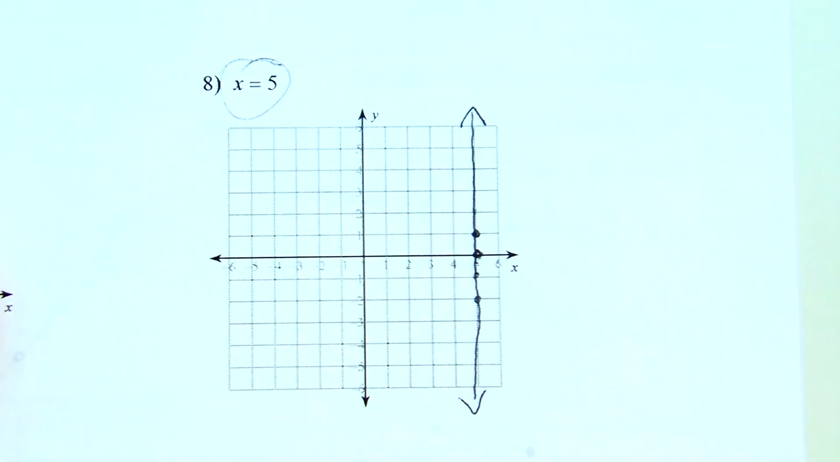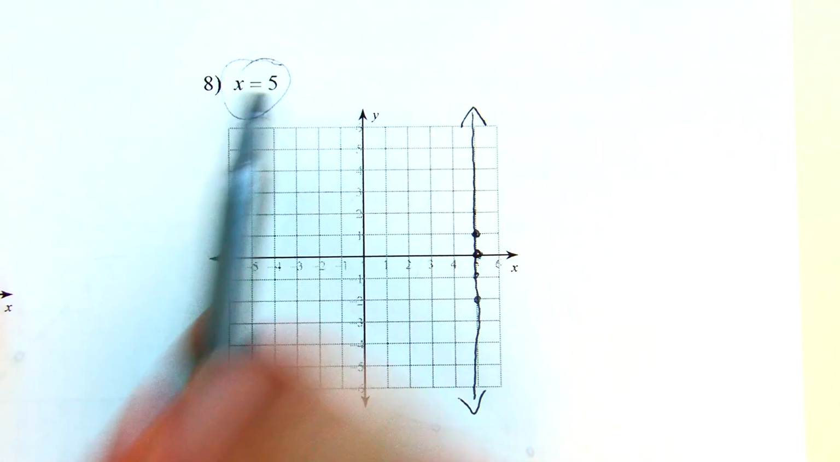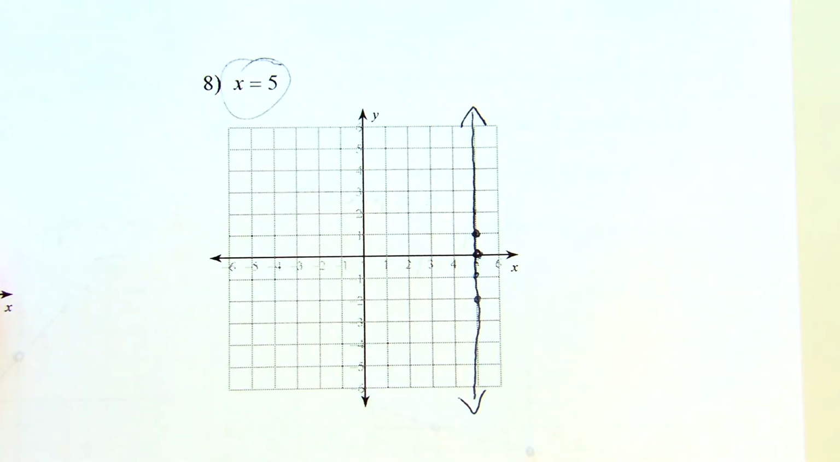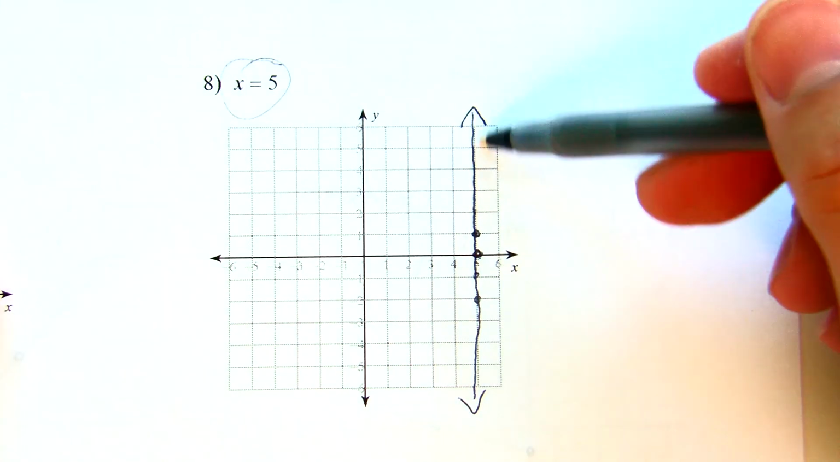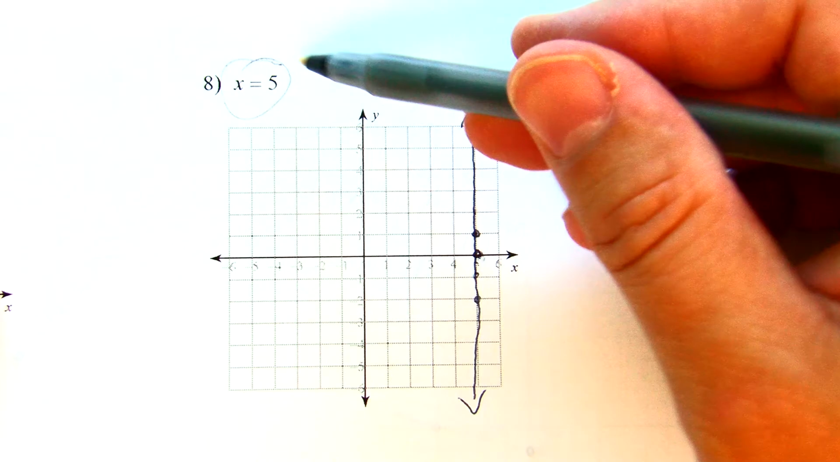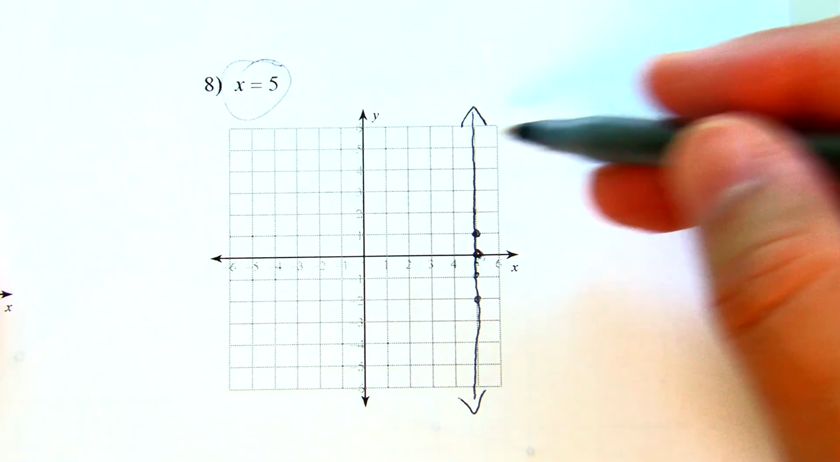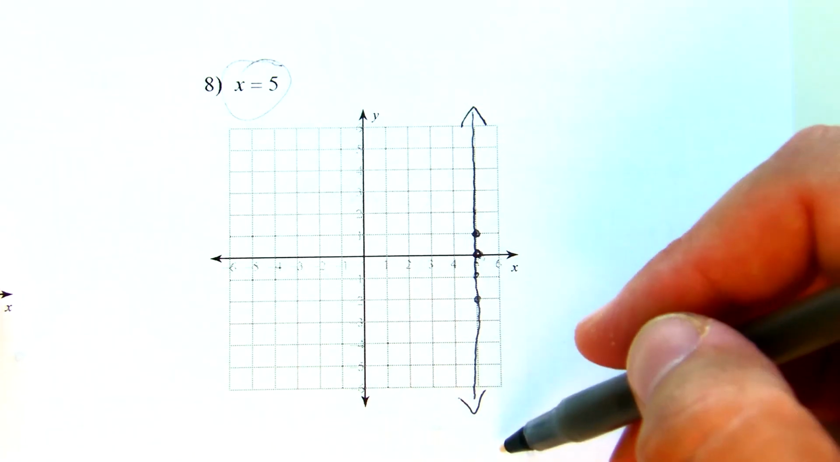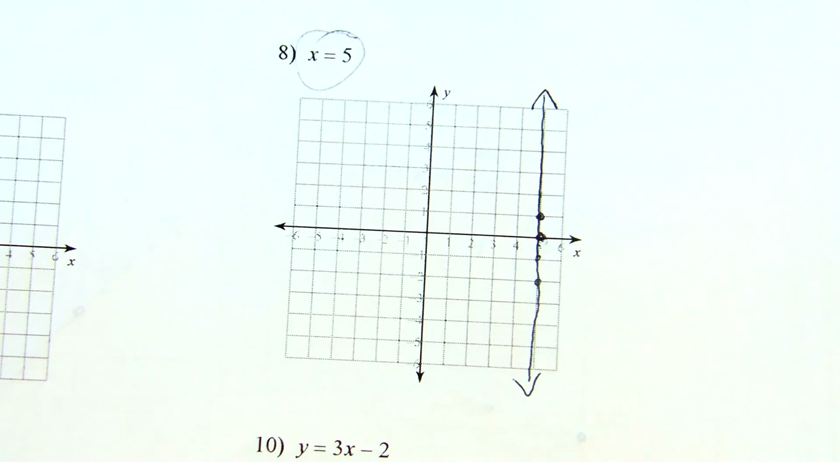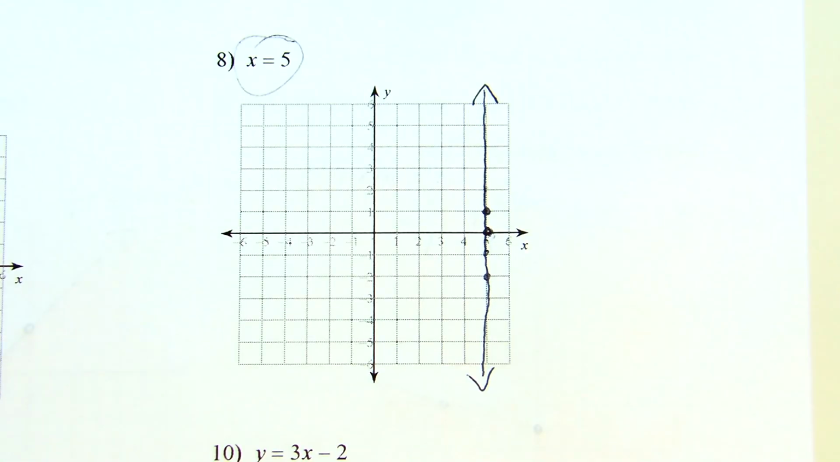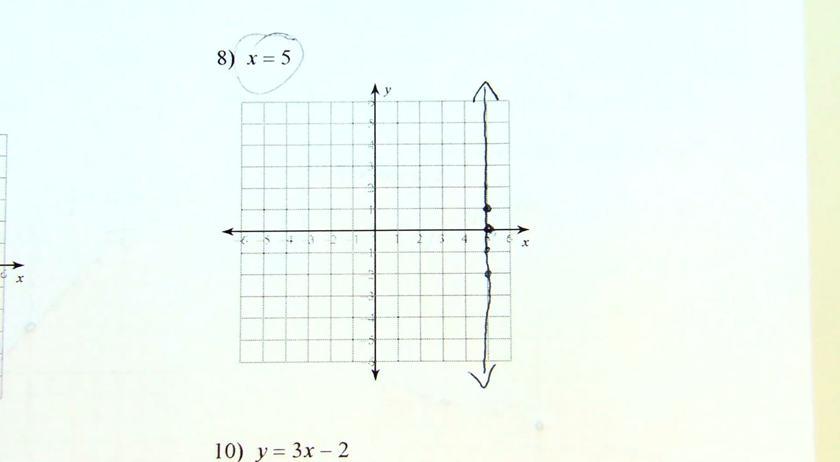So whenever you have just x equals something for the equation of your line, that means you're going to have a vertical line, and whatever that constant is going to be the number that it runs through. So there's your example. All right, so those are some examples of graphing lines from slope-intercept form.